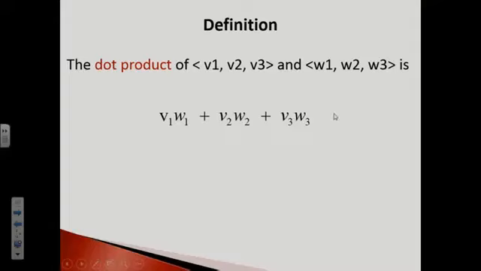The dot product is also known as a scalar product because it is a product of vectors that gives a scalar, that is, a real number, as a result. Sometimes the dot product is called the inner product.